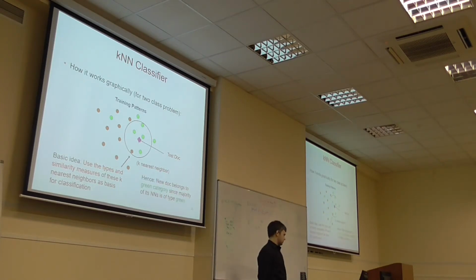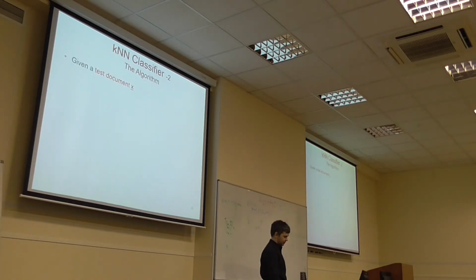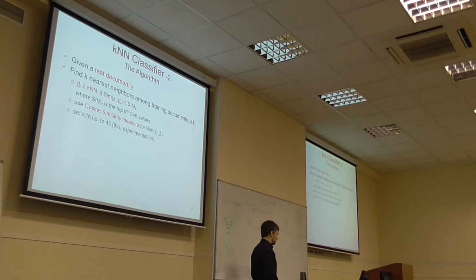So we decide this document belongs to the green category since the majority of them are green. And that's the whole idea. So we have this document, define some neighbors among training documents. We have the top similar values. So we can use cosine similarity, for example.